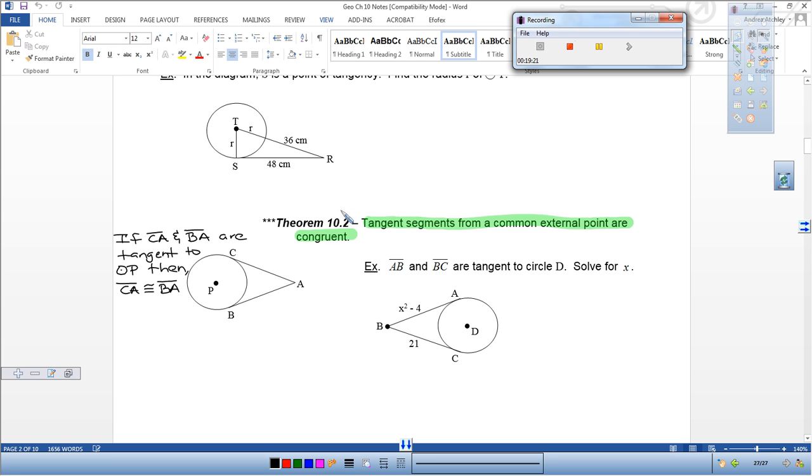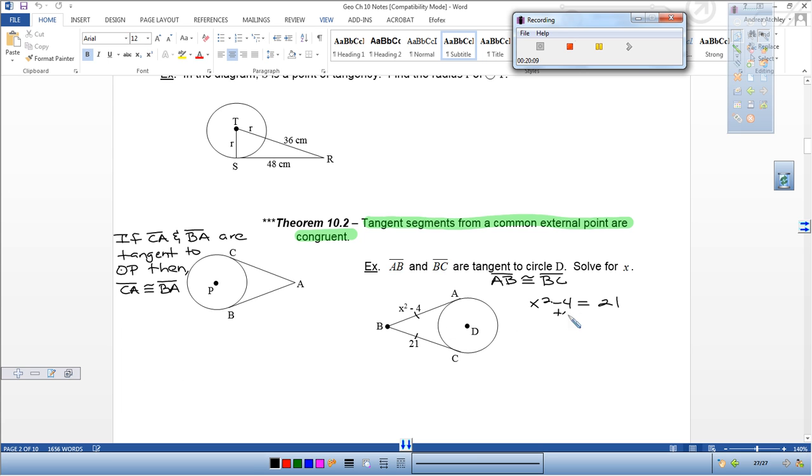So in the example it says that AB and BC are tangent to circle D. Okay, again that means that AB is congruent to BC, to segment BC. So you have a little mark there. So to solve for x, you just set them equal to each other. You say that x squared minus 4 equals 21. Any questions over that?